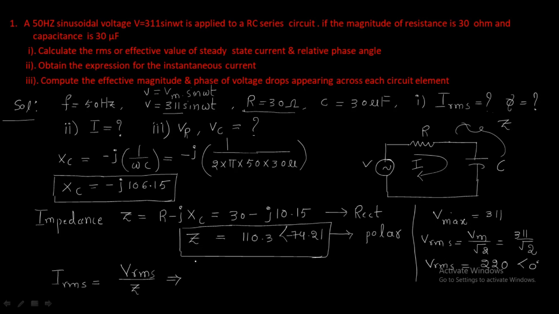So the Vrms value is simply 220 at an angle of 0 divided by Z, which is 110.3 at an angle of minus 74.21. By calculating this, the RMS value of the current is 1.99 at an angle of 74.21. So finally we are getting the RMS value like that. Next, we will write it down.